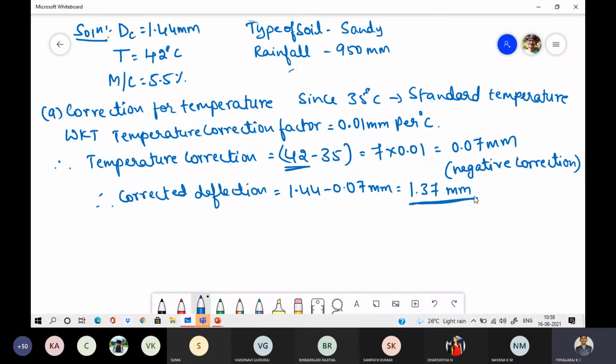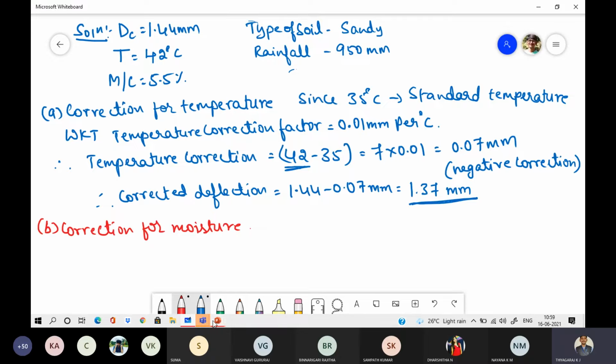Are you going to get 1.37? Yes, sir. Okay. Now, second one is correction for moisture. So, correction for moisture. Have you written this one? The temperature correction. Yes, sir.